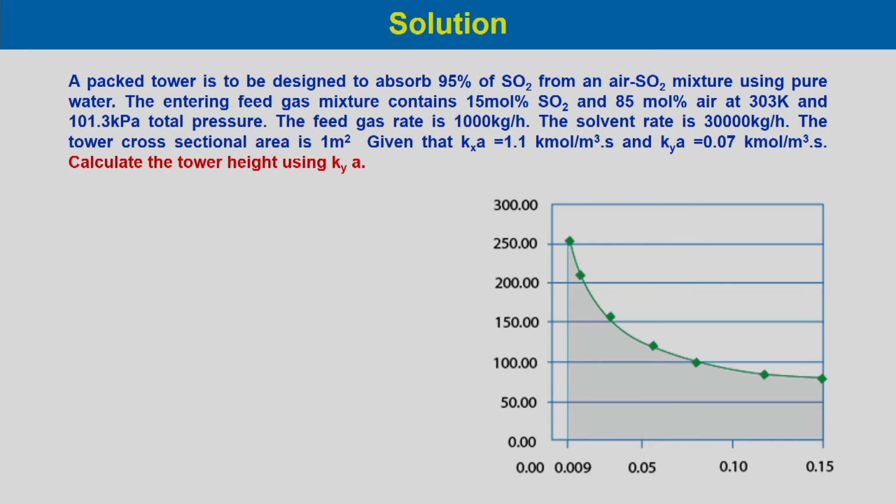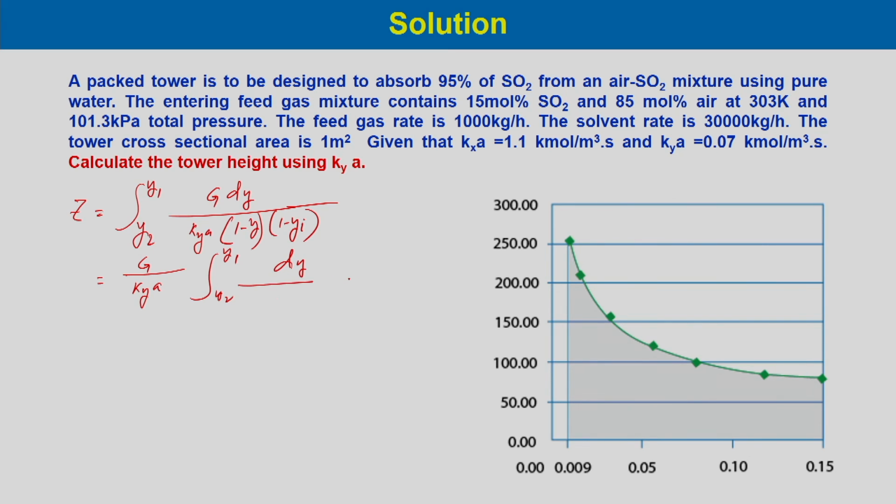Now, we can use the equation we know for calculating the height of the tower: Z is equal to the integral from y2 to y1 of G dy divided by kya into (1 minus y) into (1 minus yI). So, Z equals G by kya times the integral from y2 to y1 of dy by (1 minus y) into (1 minus yI).